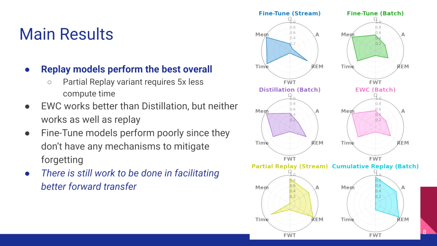The bottom plots for replay-based models show nearly opposite trends of the fine-tuning models. For example, they both perform well in terms of overall performance metrics, but they require more memory because they have to store samples in a replay buffer. Since the partial replay model only replays some samples at each time step, it is more computationally efficient than the cumulative replay model. One thing that I want to point out is that all of these models have pretty low forward transfer scores. This indicates that there is still more work to be done in facilitating better forward transfer.